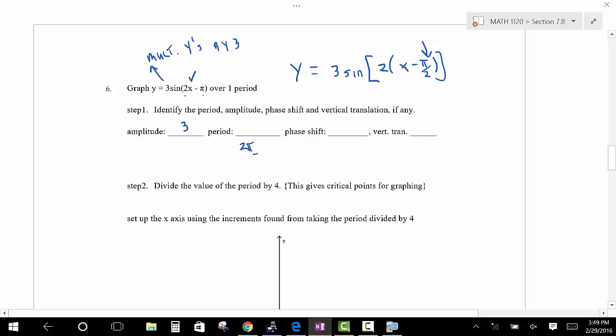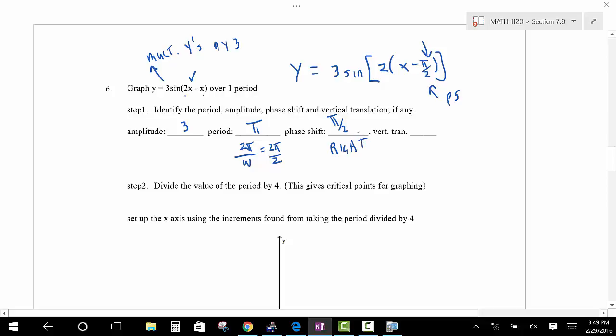Okay, the period is 2 pi over omega. Omega is 2, so it's going to be pi. So we have a change in period. What's the phase shift? Pi over 2. So that's your phase shift, and that's going to be pi over 2 to the right.